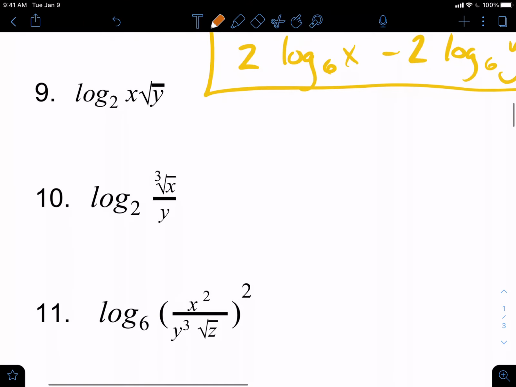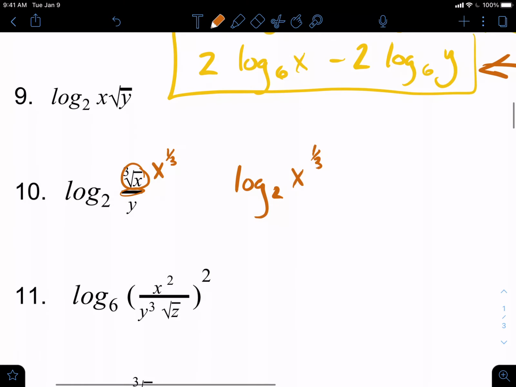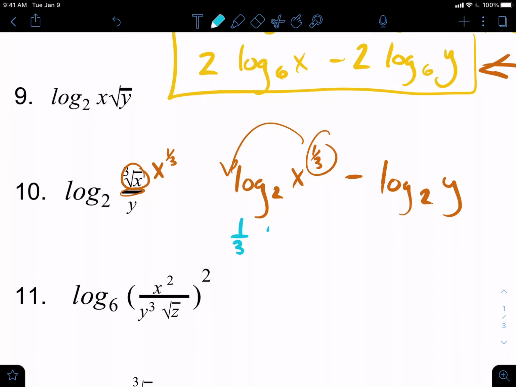Looking ahead to problem number 10. So in this situation, again, we see the dividing, so we will be subtracting. Another thing to notice is that if we have the cubed root of x, that can be rewritten as x to the 1/3. So coming over here, we will have log base 2 of x to the 1/3 power minus log base 2 of just y. Now the 1/3 is going to move to the front of the line. So we will have 1/3 log base 2 of x minus log base 2 of y.